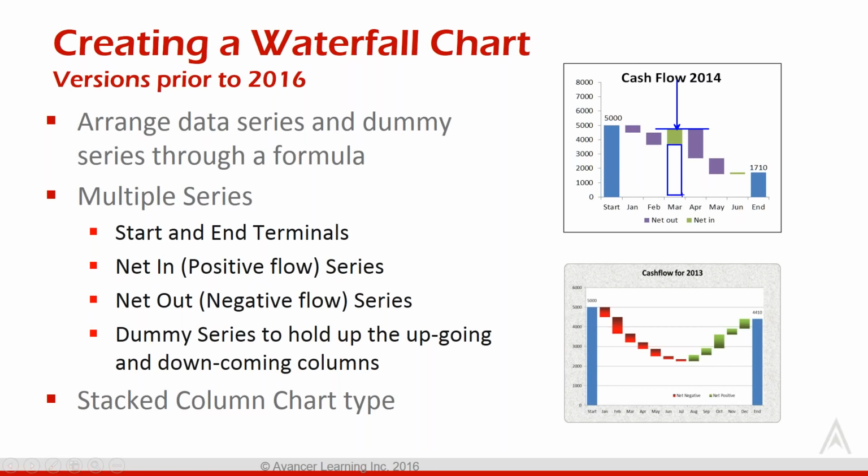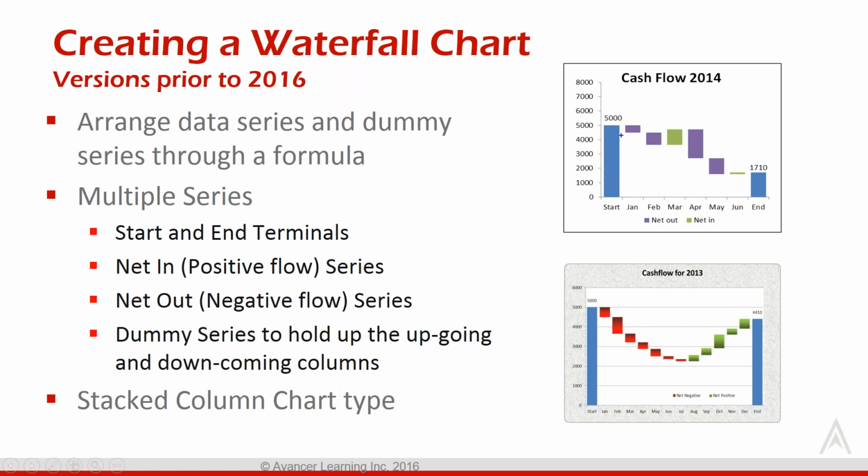In a month where cash goes up, the dummy column is the previous month's closing balance. In a month where cash goes down, the dummy is the current month's closing balance. Or if you'd like to look at it a different way, it is always the lesser of this month and last month. So I'm just putting the two closing balances here. That's this month, that's last month. So the dummy is the lesser of the two. That would be the dummy for this green column.